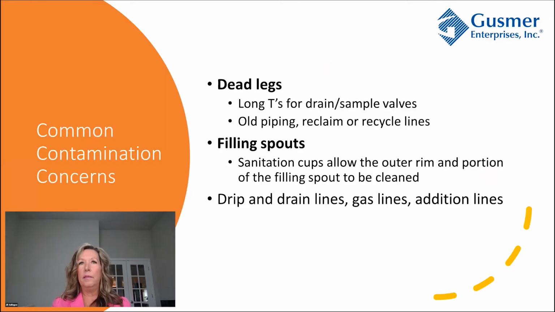So some common contamination concerns are dead legs or long T's where the drain sample valve is, old piping, reclaim or recycle lines, filling spouts, sanitation cups allow the outer rim and portion of the filling spout to be clean, drip and drain lines, gas lines, and addition lines. Also hoses. I should have put hoses on this slide, but hoses in the brewery are definitely something you should watch out for.